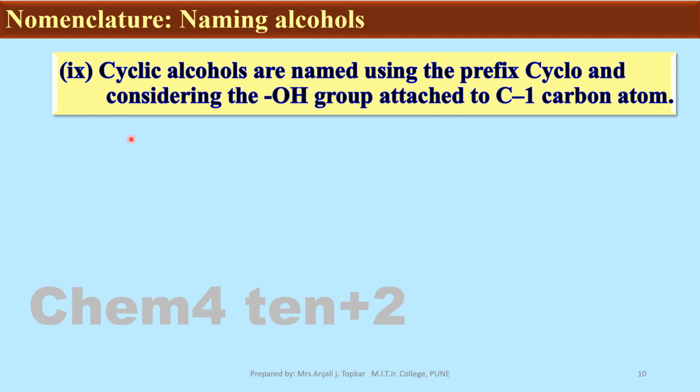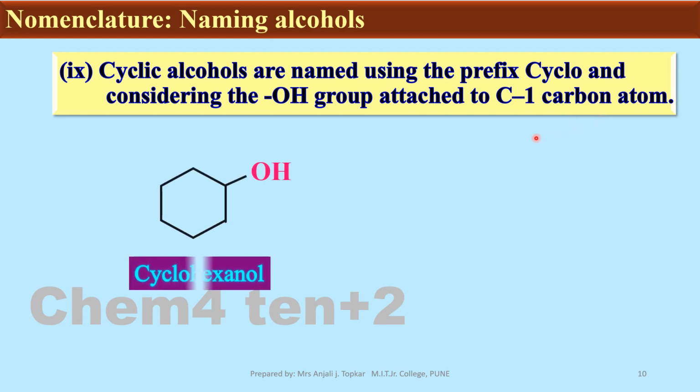Now let's understand the next point. Cyclic alcohols are named using the prefix cyclo and considering the OH group attached to the first carbon atom. As we can see here, this is a cyclic ring. To this ring, an OH group is attached. The carbon atom to which the OH group is attached is considered as carbon atom number 1. Since the ring contains 6 carbon atoms, the name of the compound is cyclohexanol.